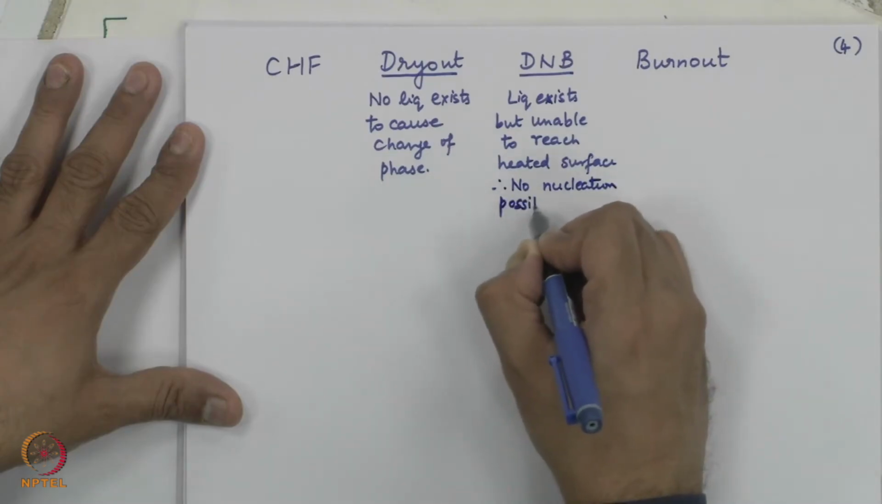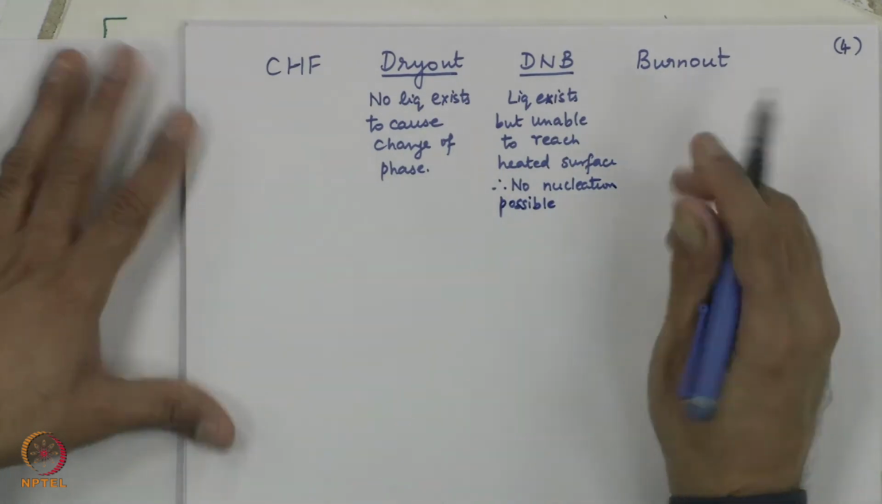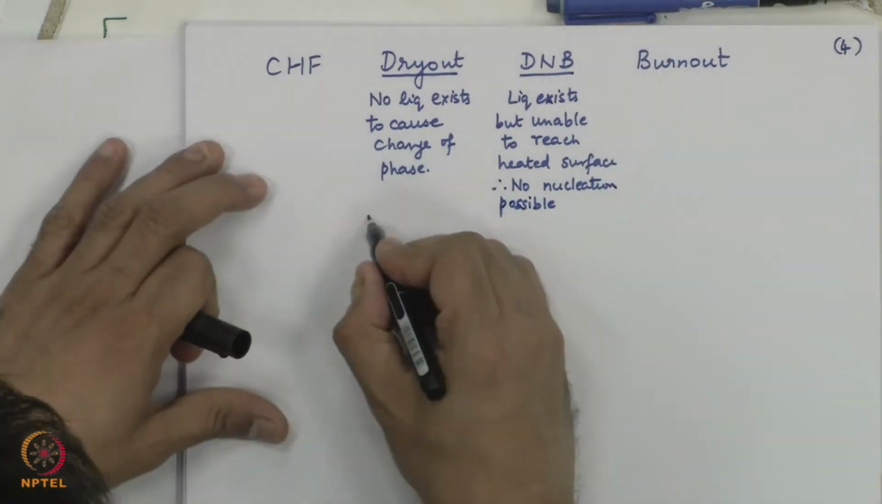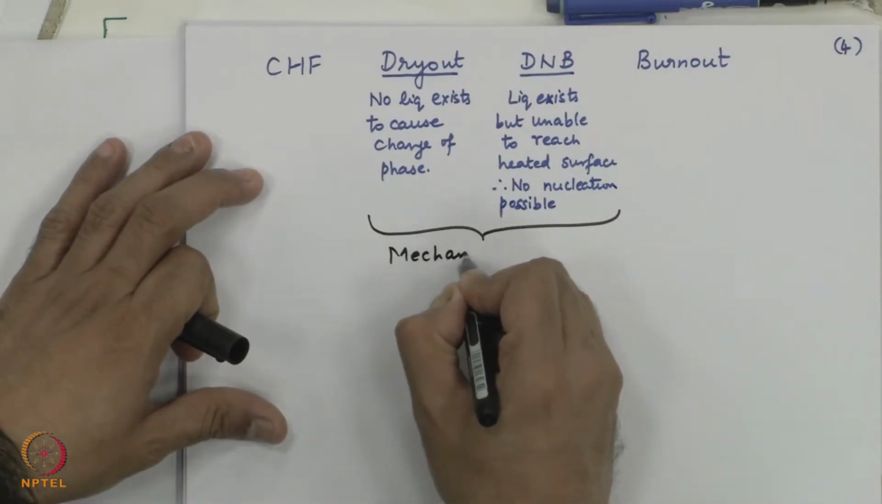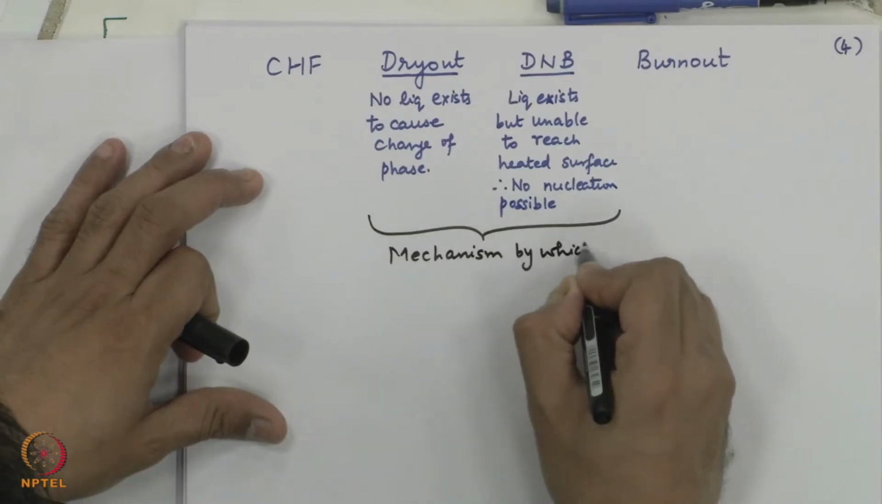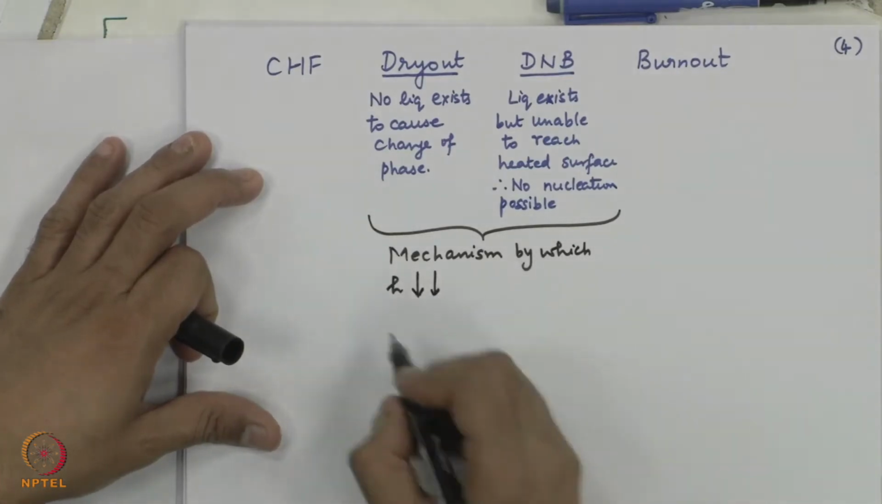This is called departure, moving away, departure from nucleate boiling. These two are good. These two represent the mechanisms by which the heat transfer coefficient suddenly drops.